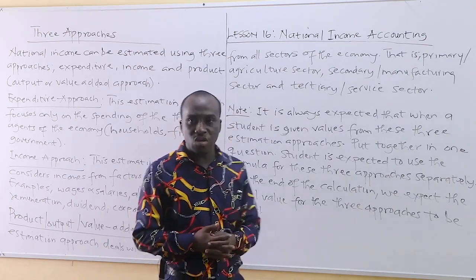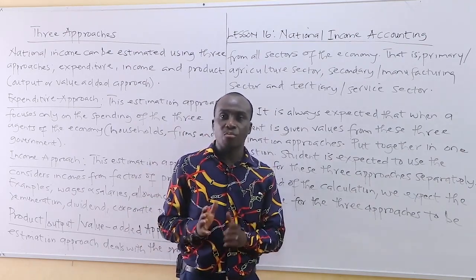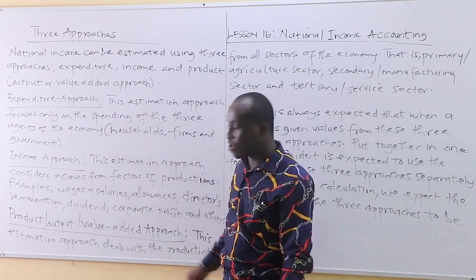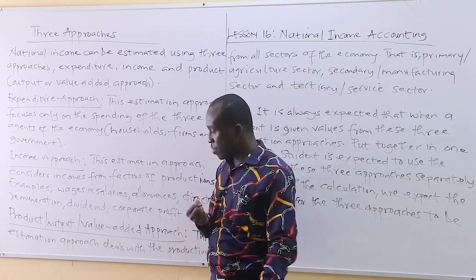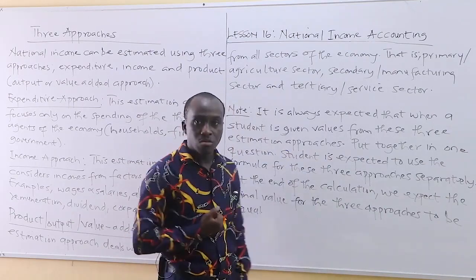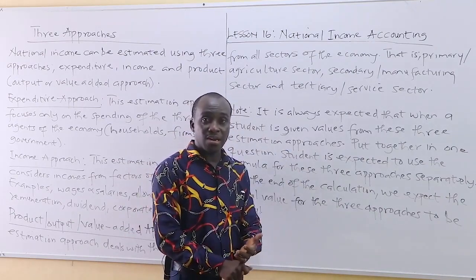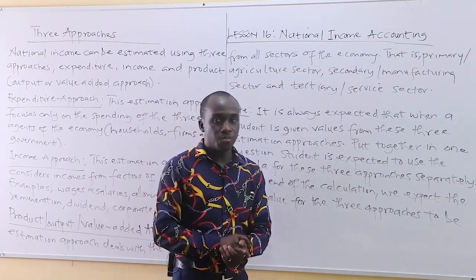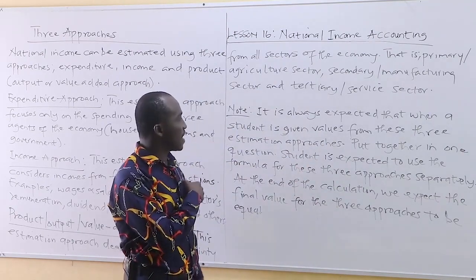So what we want to say, if we are looking at the expenditure approach, you're looking at the spending of household, firms, and government. Income approach, you're looking at the incomes, earnings. Product approach, you're looking at productivity of who? Primary or agri sector, secondary or manufacturing, or tertiary or services. Let's take key note of this. Let's note.